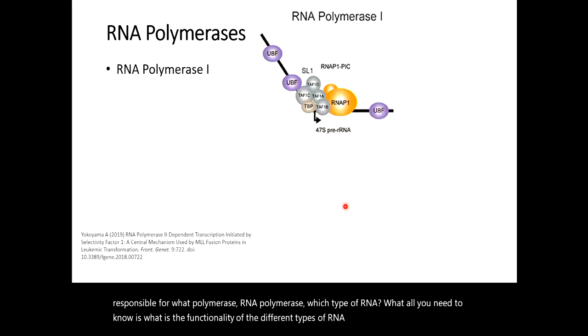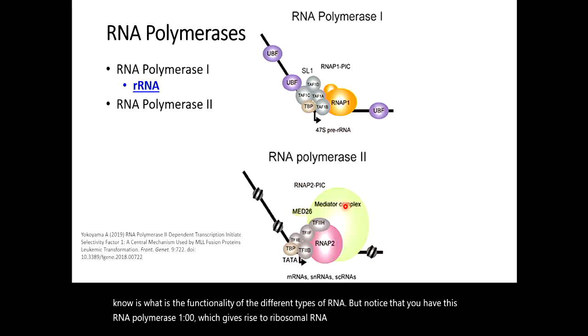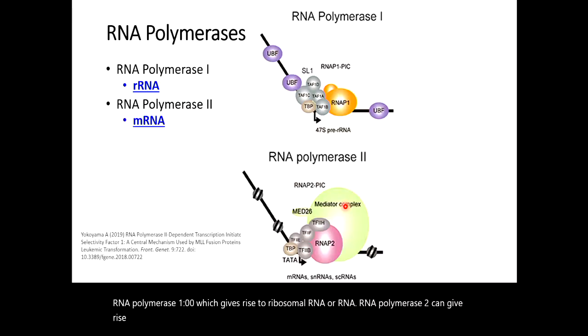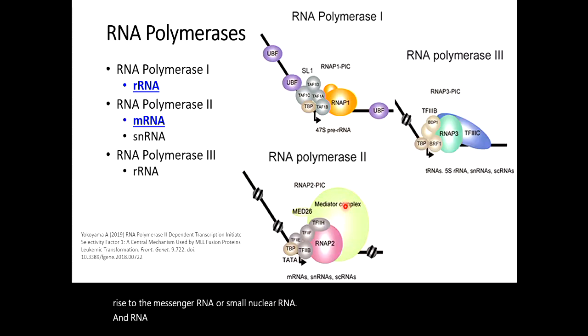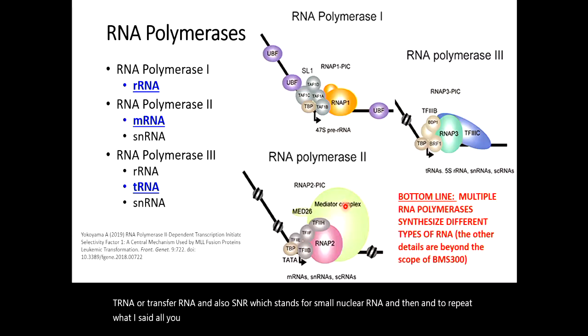Notice that you have RNA polymerase 1, which gives rise to ribosomal RNA or rRNA. RNA polymerase 2 can give rise to messenger RNA or small nuclear RNA, and RNA polymerase 3 can give rise to tRNA or transfer RNA, and also snRNA, which stands for small nuclear RNA. To repeat what I said, all you need to know is that these various types of RNA are produced by different types of RNA polymerases. You don't need to know which polymerase makes which type of RNA. That's a busy detail which you can learn in a more advanced course.